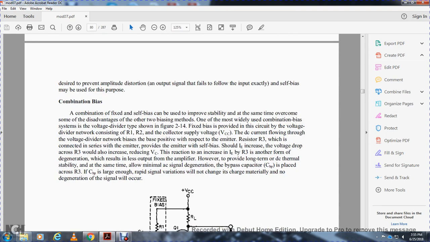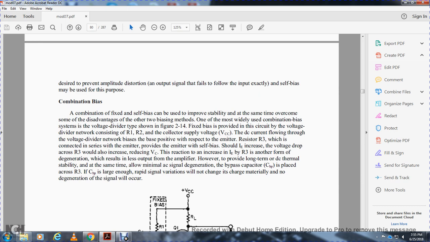Or combination bias. The combination of fixed and self-bias can be used to improve stability, and at the same time overcome some of the disadvantages of the other two biasing methods. One of the most widely used combination bias systems is the voltage divider type, shown in figure 2-14. The fixed bias is provided by the voltage divider network consisting of resistor 1 and resistor 2, connected to the collector high voltage, and the DC current flowing through the voltage divider network.